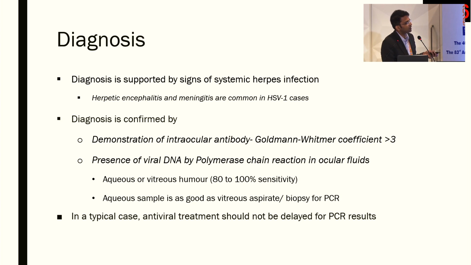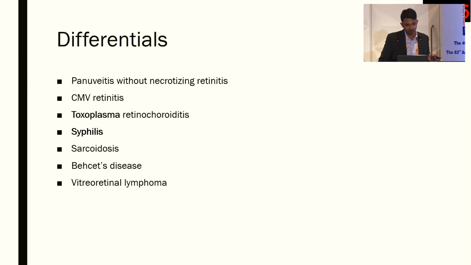Now diagnosis could be supported if there is systemic herpetic infection, and it can be confirmed with the presence of viral DNA either in aqueous or vitreous. An aqueous sample is as good as vitreous, and the sensitivity is as high as 100%. So you get a very good PCR report in such patients. The load is also very good. But the PCR, although it is confirmatory, you should not wait for the PCR result to come. You should immediately start the treatment in typical cases.